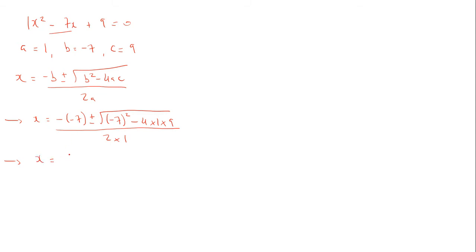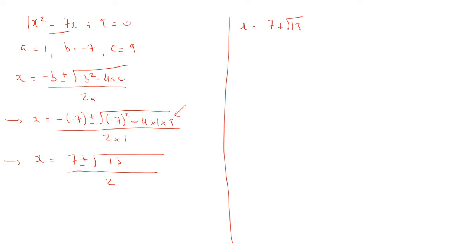Now clean things up. Minus negative 7 is going to be positive 7. On the calculator, remember, work out what's inside the root. So you do negative 7 squared, take away 4 times 1 times 9, and you should get 13 for the inner root. On the bottom, you're going to get 2. Now do your split. So x equals 7 plus root 13 over 2, or x equals 7 minus root 13 over 2.